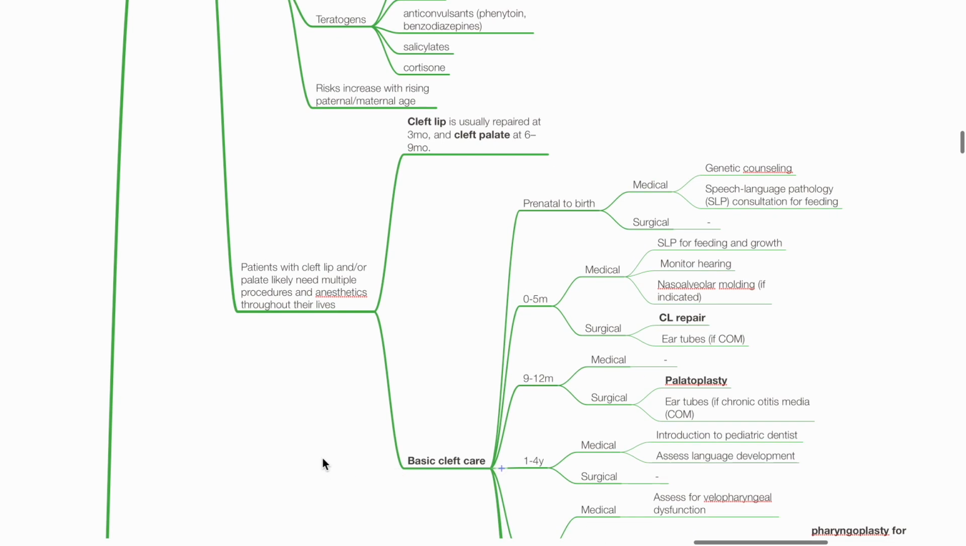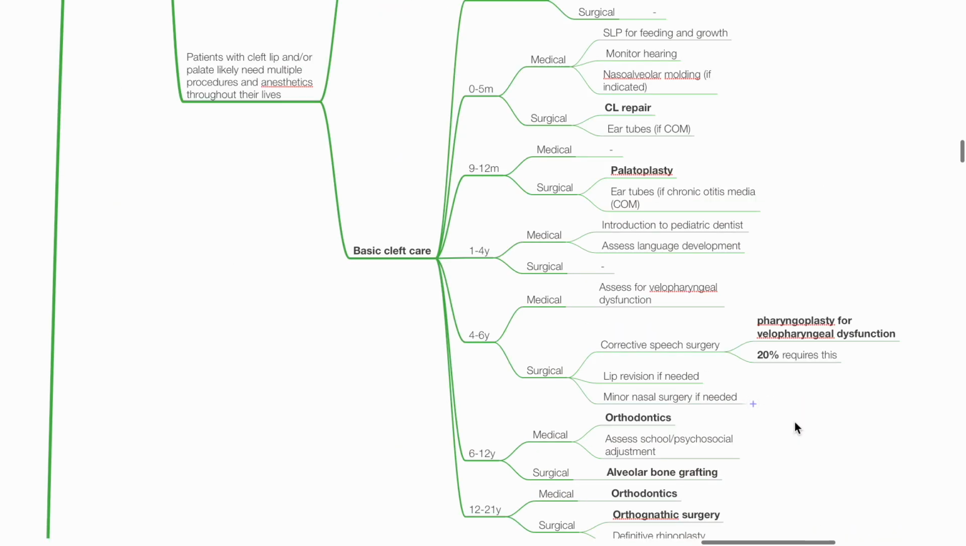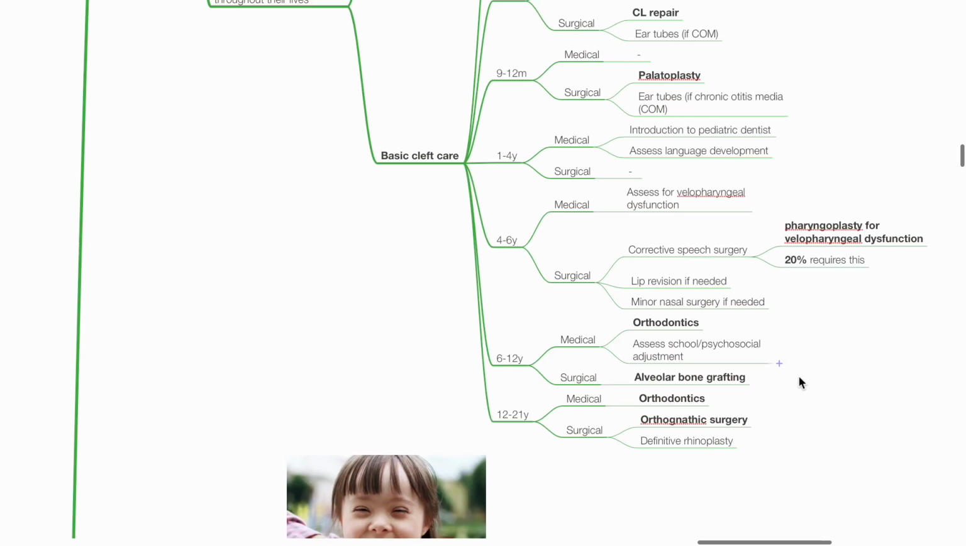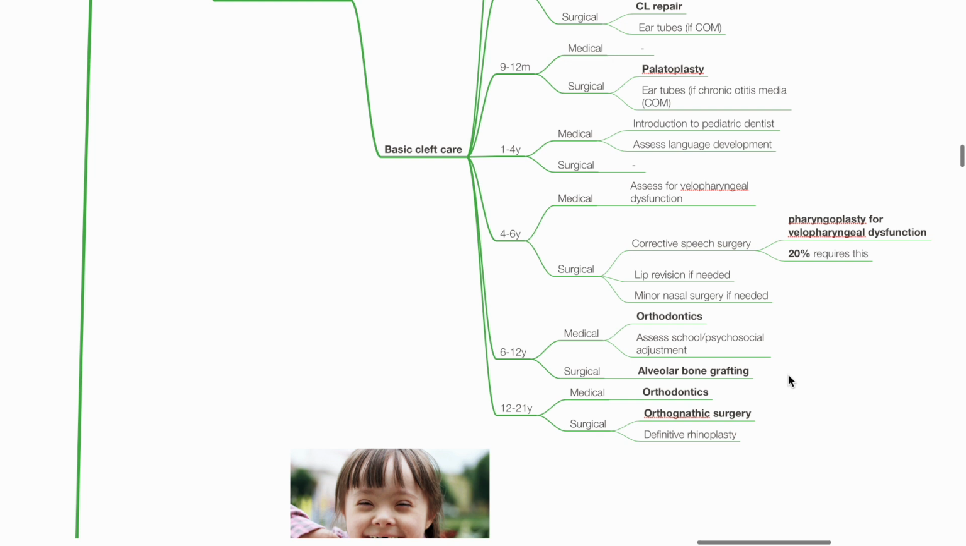Patients with CLP likely need multiple procedures and anesthesia throughout their lives. Cleft lip is usually repaired at 3 months old. Cleft palate is usually repaired at 6 to 9 months old. At 4 to 6 years old, 20% will require pharyngoplasty for velopharyngeal dysfunction. Adolescents may require orthodontics, alveolar bone grafting, and orthognathic surgery.